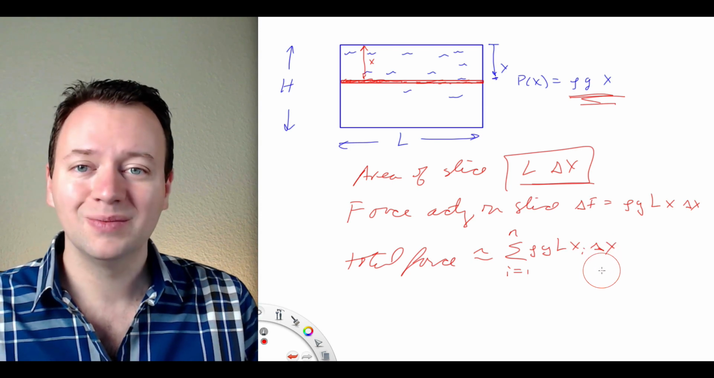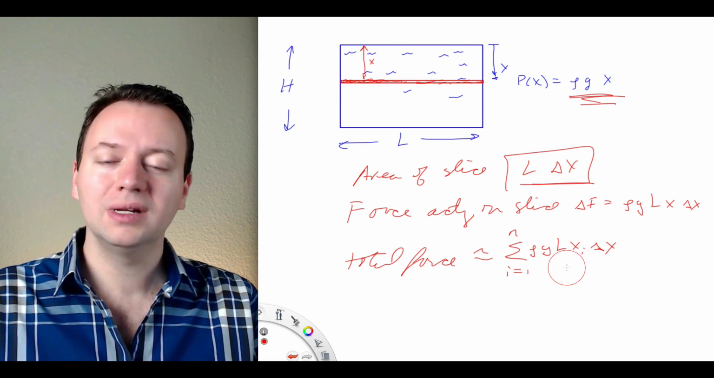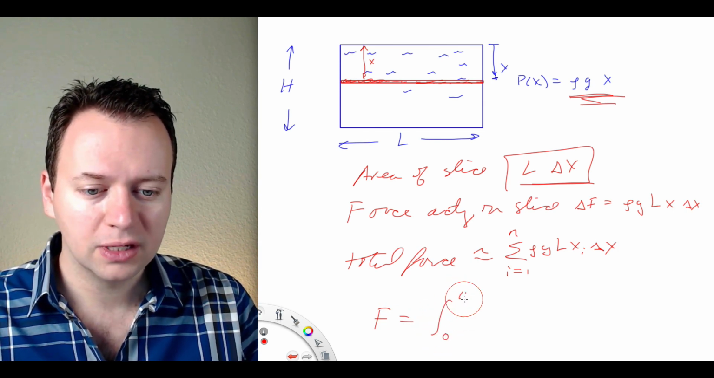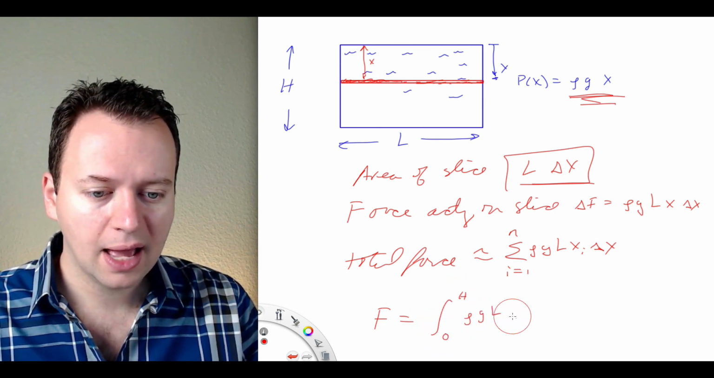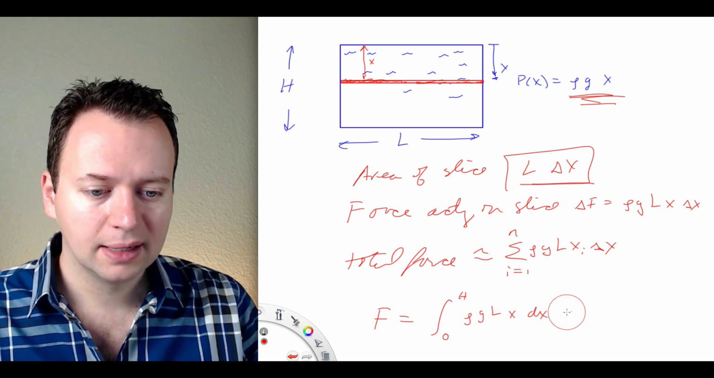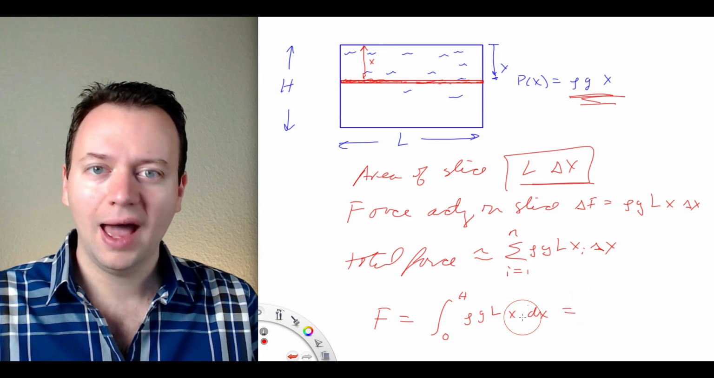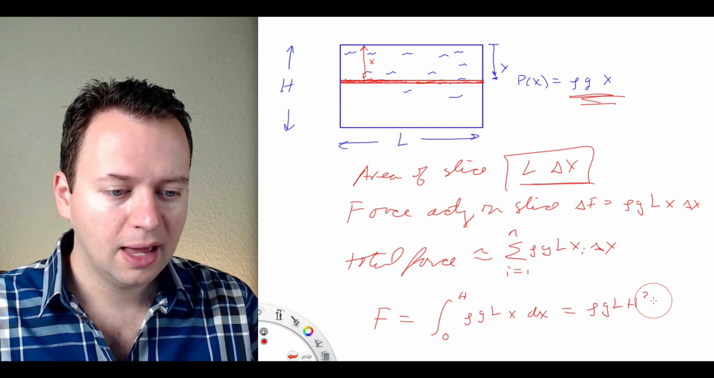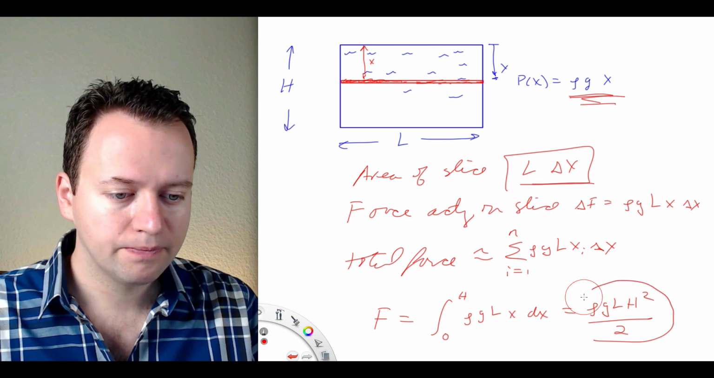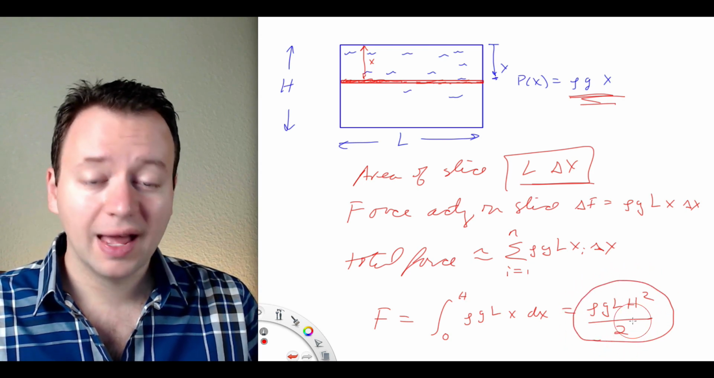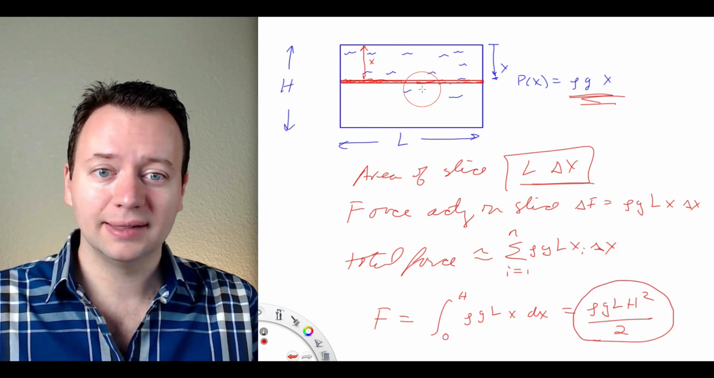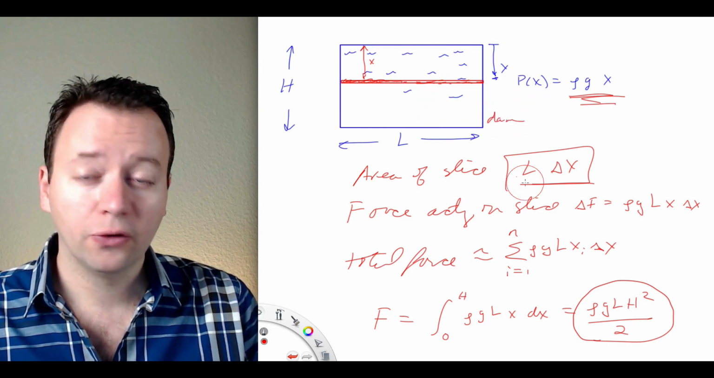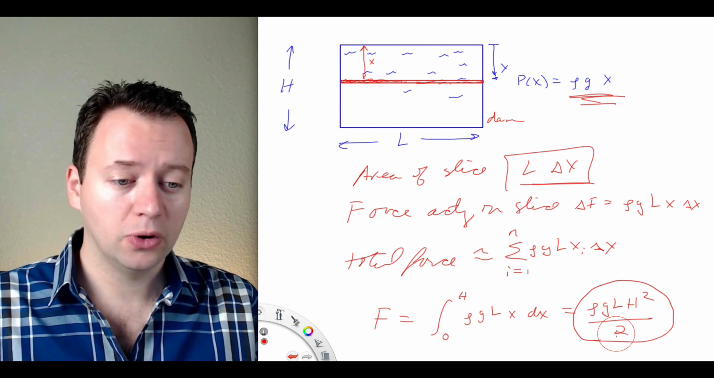That's the Riemann sum. Of course, we take the limit as n goes to infinity, and this becomes a definite integral, and it becomes exact. So the total force is an integral from 0 to h of rho g L x dx. Now, when we integrate this, we get x squared over 2. Evaluated at h, it's rho g L h squared over 2. So that's the total force acting on this dam wall. So we have our dam, and the total force acting on the wall is rho g L h squared over 2.